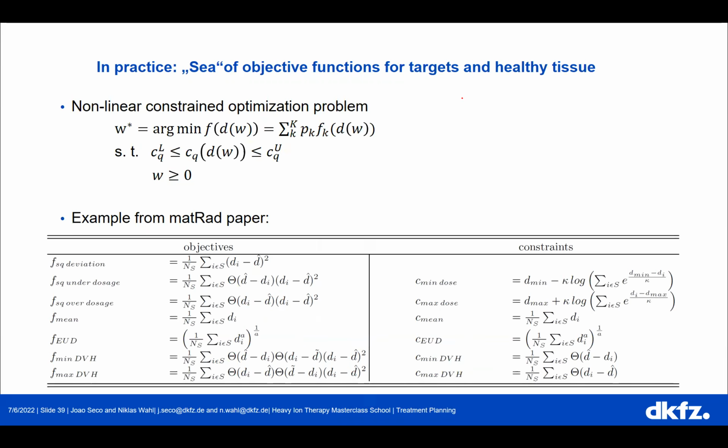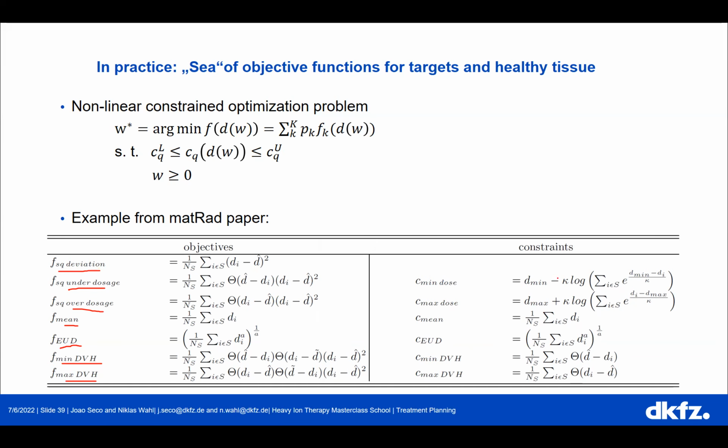Okay, let's just come back. So here's, for example, the problem when you come to patients. In patients, you don't just have one objective and one constraint, you really have many objectives and many constraints that have to be formalized into a mathematical problem. So here are all these different objectives that you can set up: square root deviation, under dosage, over dosage, mean dose, EUD, which is a biological parameter, equivalent uniform dose. You can also use min DVHs and max DVHs. And these are the types of functions that you would use to define them as an objective.